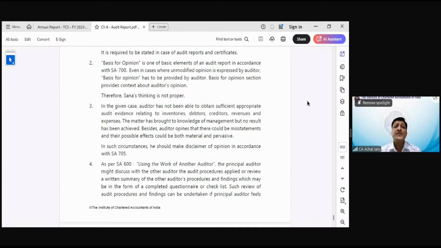Okay, so basis for opinion is one of the basic elements of audit report as per the requirements of auditing standard. Even if the unmodified opinion is expressed, it has to be provided. So therefore, that thought process of Sana doesn't seem to be appropriate. Okay.